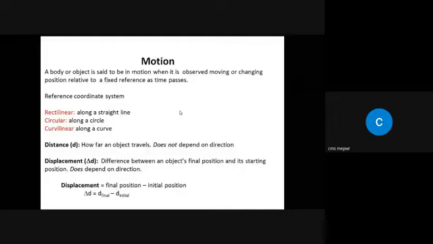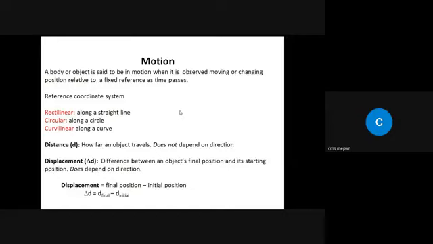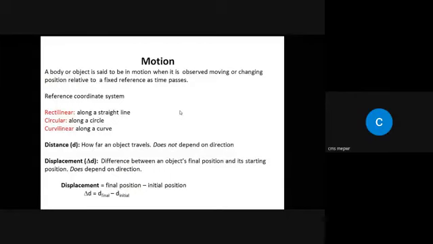Why do we use the word fixed reference? Because if an object is moving and our reference is also moving with it, then relatively there will be no change in position between the reference and the moving object. But if the reference is fixed and the object is moving, then we can have motion, or a relative change in position of both objects. That's why in the definition, a body or object is said to be in motion when it is observed moving or changing position, but relative to a fixed reference as time passes.